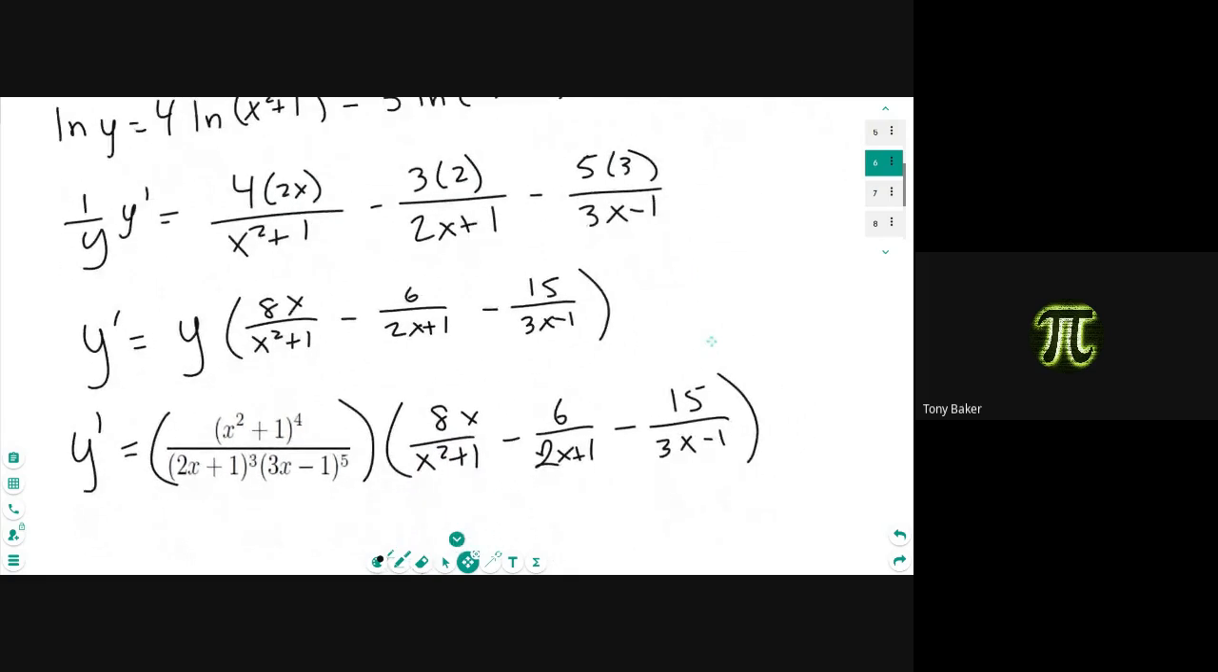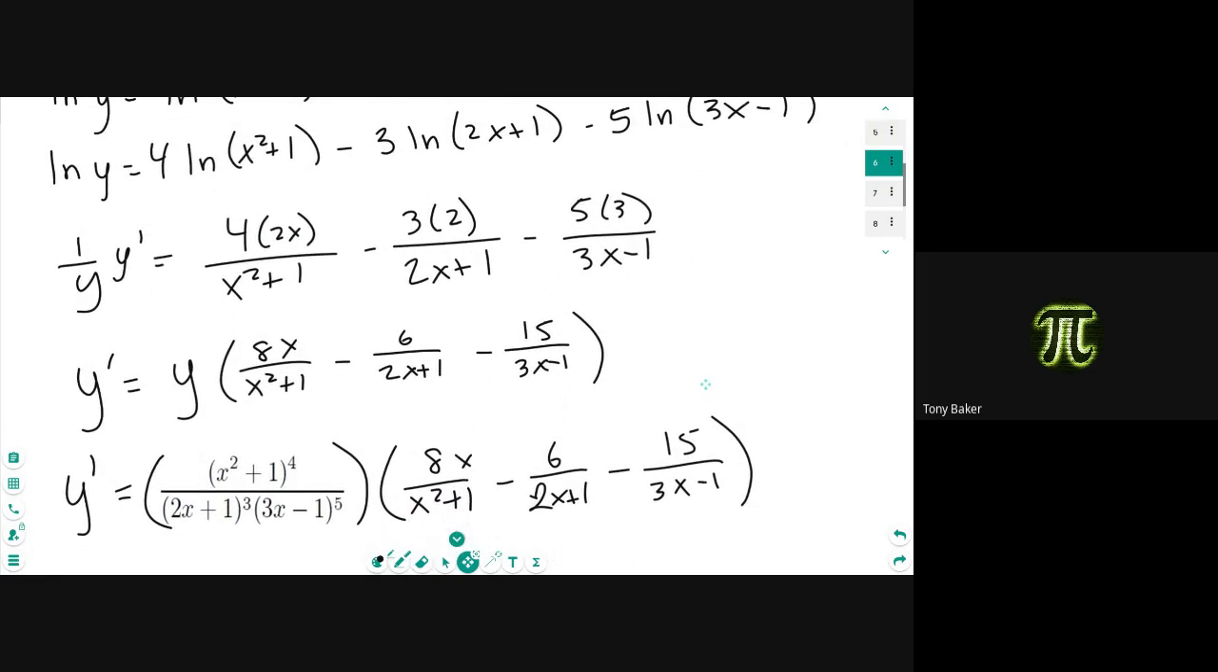So the more you do them, the better you're going to get at doing that type of stuff and not having to write out every little step of those things. But I will tell you, that just takes practice. It just takes doing a bunch of the problems over and over again.